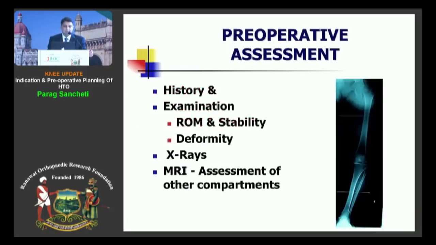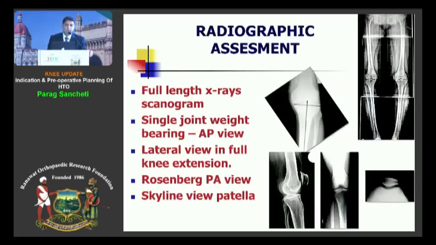You've got to clinically see for stability, see the range of movement, and assess the deformity. X-rays are the most critical thing. MRI can be done in certain cases because it gives you a lot of good information. Full-length X-rays are mandatory according to me, and you should develop this at your center. Try and get the digital software for this, and it's not very difficult to do.